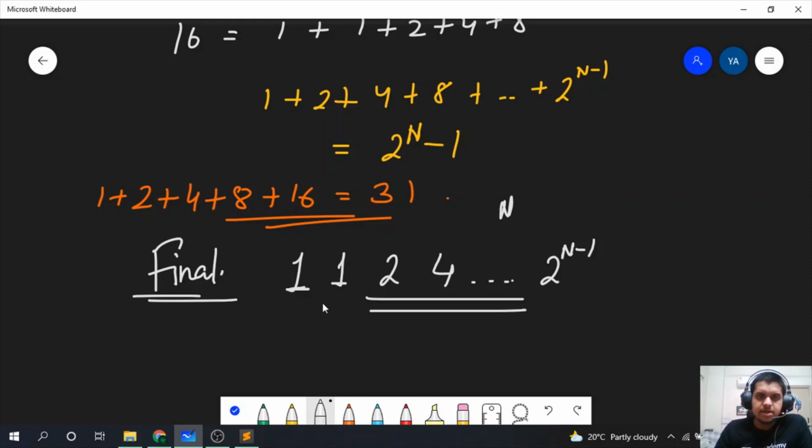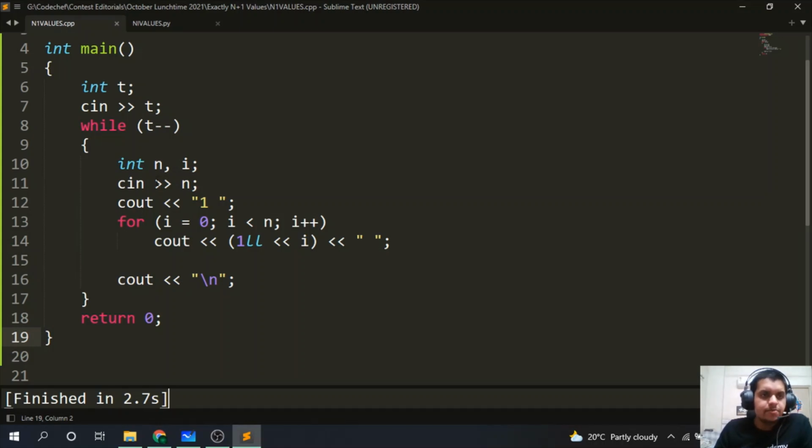Now let us quickly go to the implementation. For the implementation part, I will be discussing the C++ implementation and also the Python implementation. So let's go. Starting with the implementation, first we take input t, the number of test cases. Then we take input n, which is the given number. Now what we are going to do is simply output the first one over here. That is the extra one that needs to be outputted.